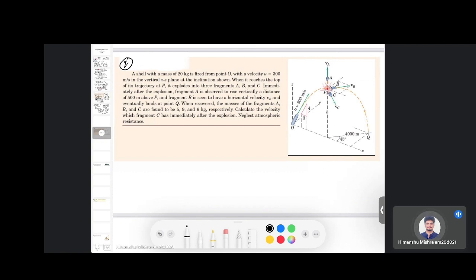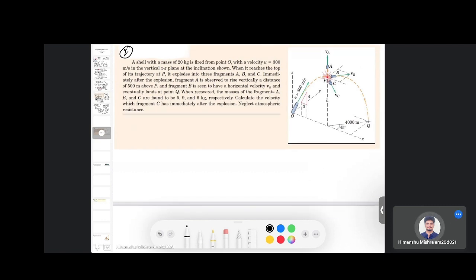Right, so the problem is there is a shell of mass which is projected into the sky, and after reaching point P, it divides into three pieces. Now one piece rises vertically, the second piece has some velocity Vb, and the third piece has some velocity Vc which we need to find.